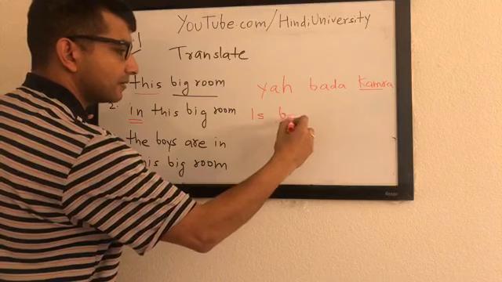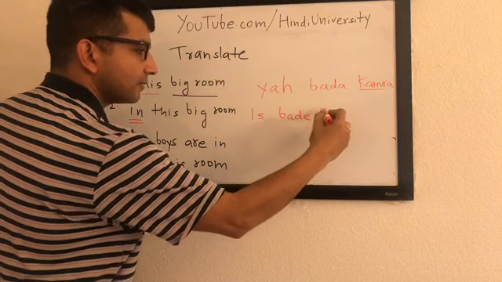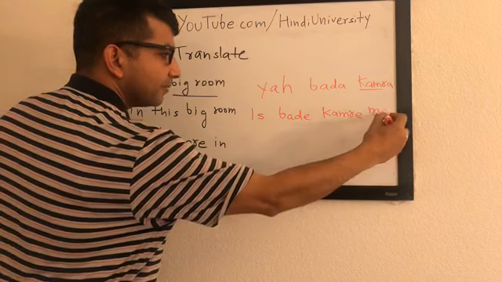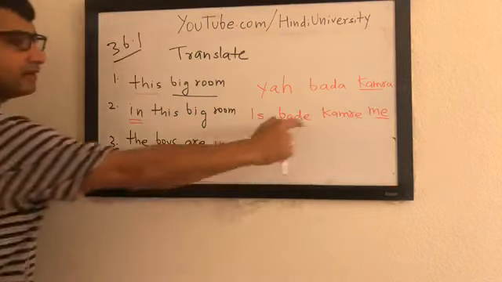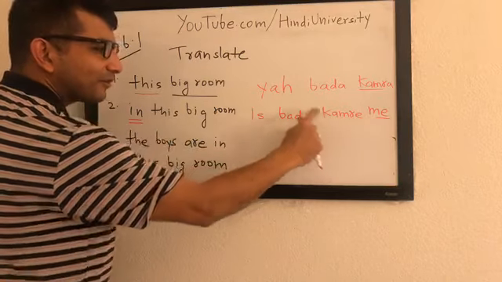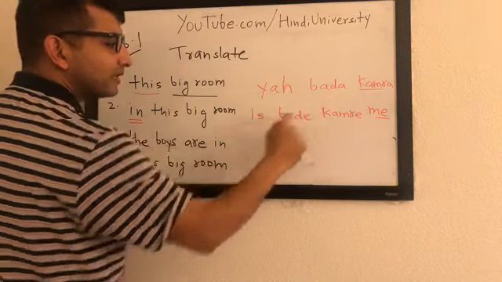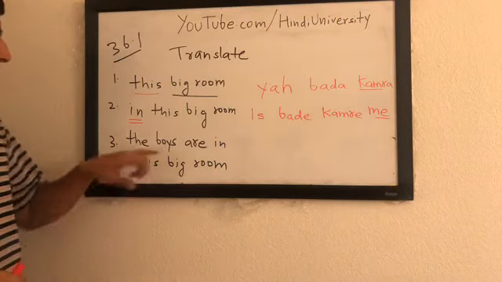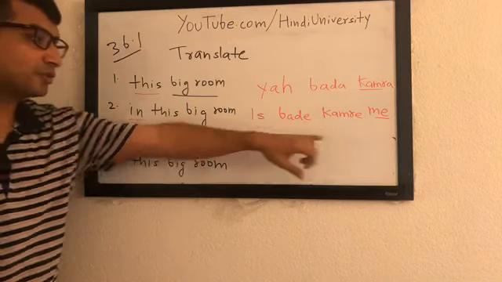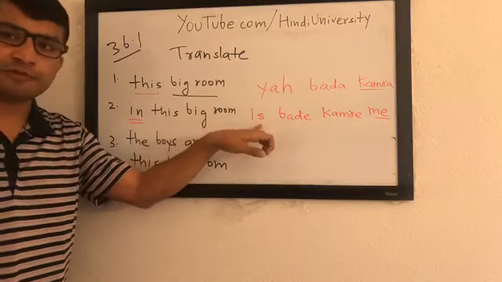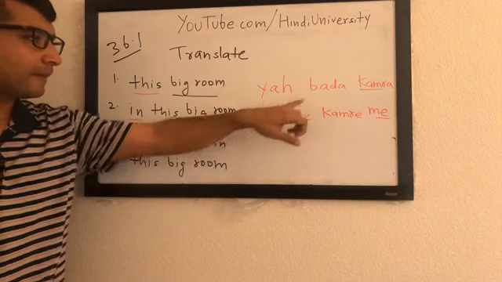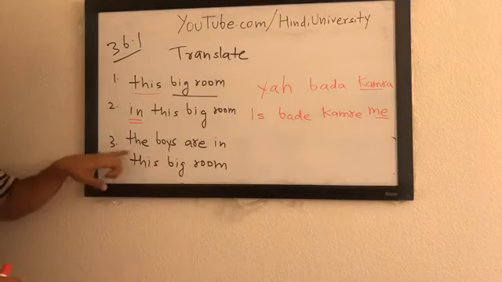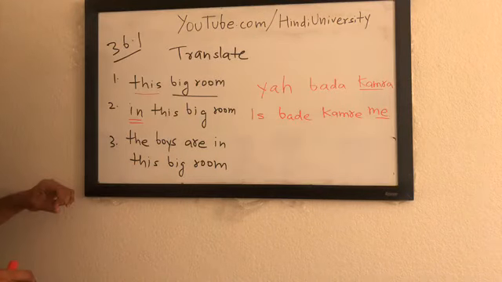Bade kamre mein. Is bade kamre mein. So what happened? We just added this postposition mein, and all of a sudden my number 1, number 2, and number 3, all of them are changed. Why is that? Because of postposition. Because of postposition, yeh becomes is, which is the oblique case of yeh. Bada becomes bade, and kamra becomes kamre. Awesome. Next one. The boys are in this big room.